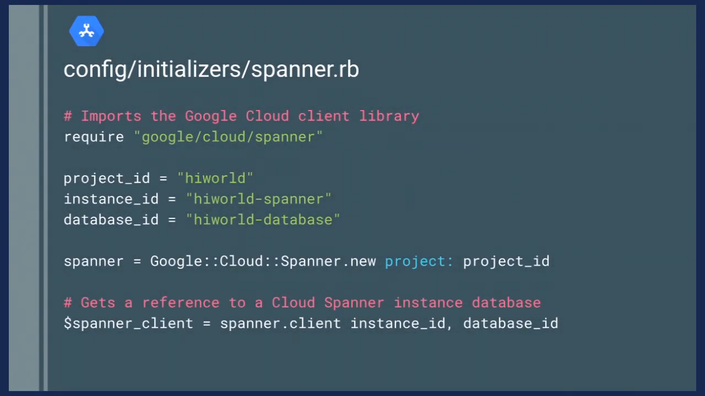Okay, so how do you do it? First, you have to create a Spanner client. I just created a little initializer, and this is straight out of the Spanner docs. And you can see at the very end there, the little $ sign that makes it a global. And so you can just access this from anywhere in your Rails app.